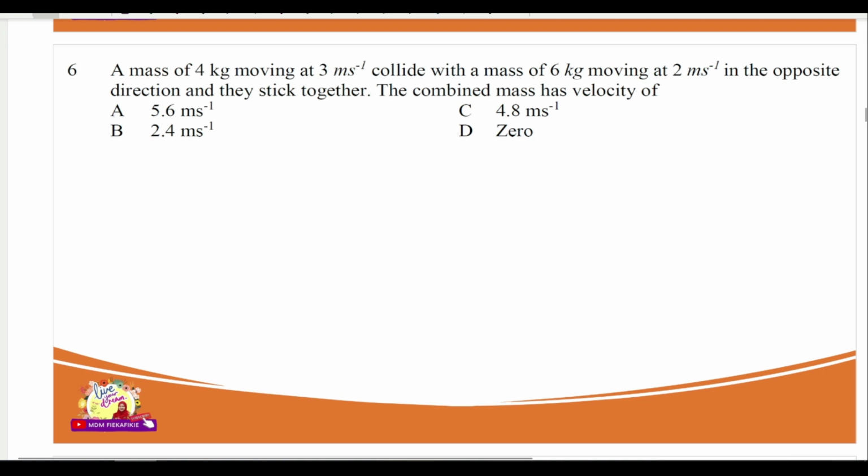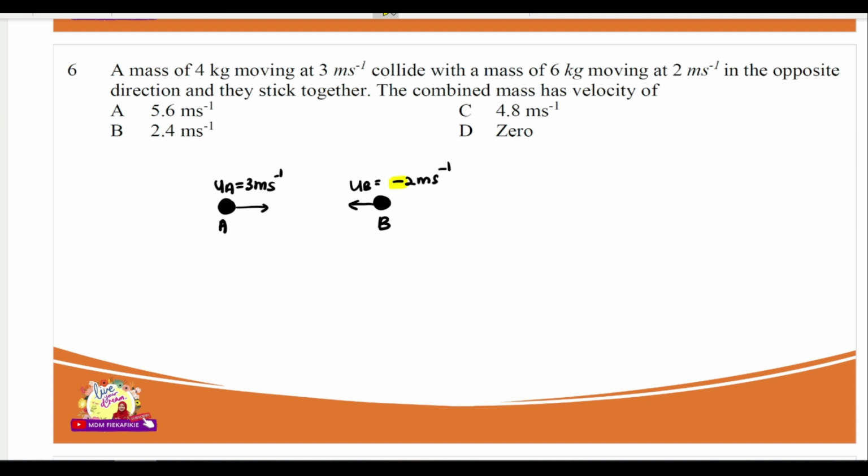Okay, question number 6. So we have a 4 kg mass moving at 3 meter per second. So let's say we have here mass A. So I will put uA is equal to 3 meter per second. And it's moving in this direction. And then it will collide with the second mass. And this mass is moving in the opposite direction at 2 meter per second. So this should be uB, and it is equal to negative 2 meter per second. Please remember the negative. Alright, and they stick together.